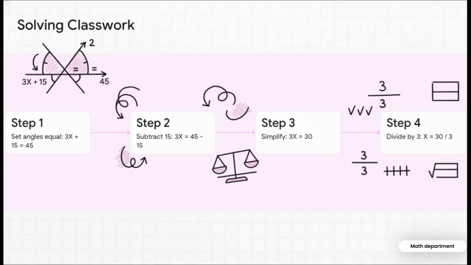All right, let's see how you did. Let's see a quick trick. Simply set 3x plus 15 equal to 45, because remember, they're vertically opposite. Then smoothly move that positive 15 over to the other side of the equal sign to make it a negative 15. That gives us 3x equals 45 minus 15. We simplify that to get 3x equals 30. And finally, just divide both sides by 3.